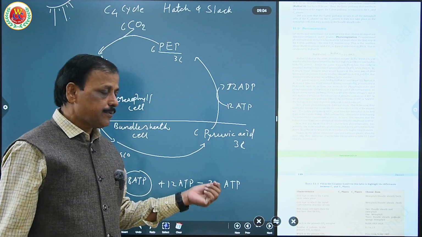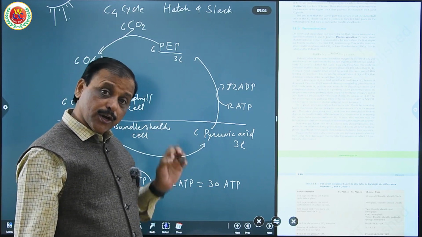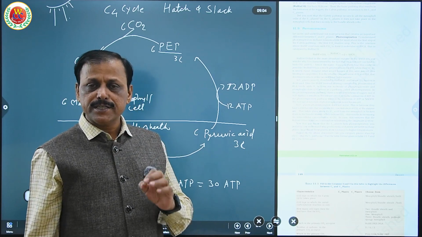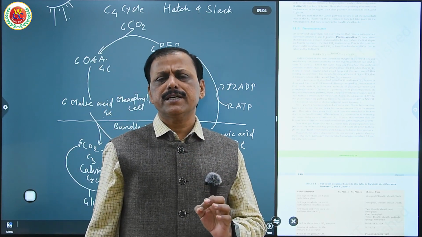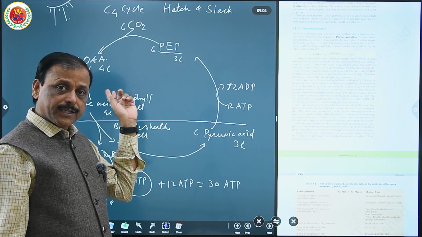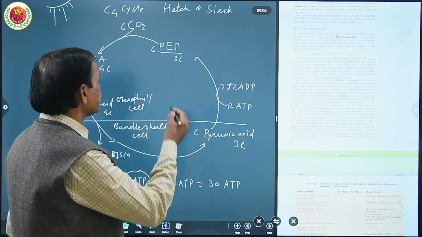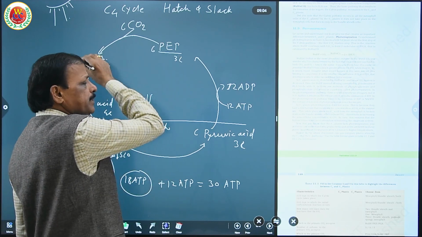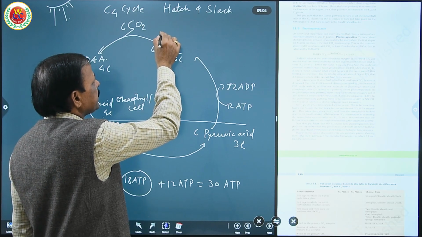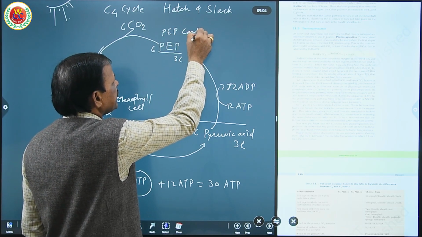Although it is expensive by an extra 12 ATP, these plants are adapted to fix 100% of the carbon dioxide that they have absorbed with the help of PEP. Therefore, the C4 plant has this adaptation or these advantages. This atmospheric carbon dioxide is absorbed by PEP in the presence of PEP carboxylase.